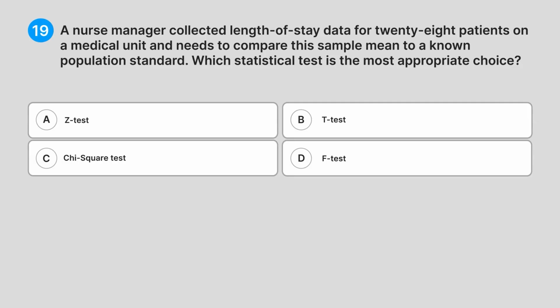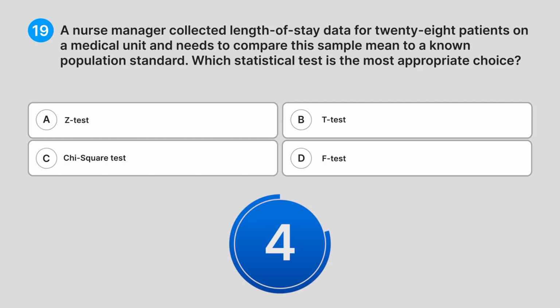19. A nurse manager collected length of stay data for 28 patients on a medical unit and needs to compare this sample mean to a known population standard. Which statistical test is the most appropriate choice? A. Z-test. B. T-test. C. Chi-square test. D. F-test.